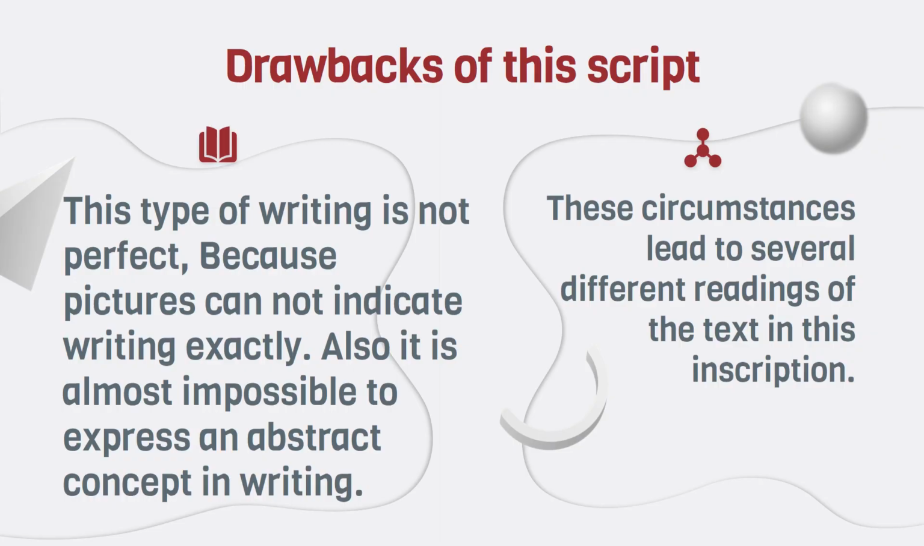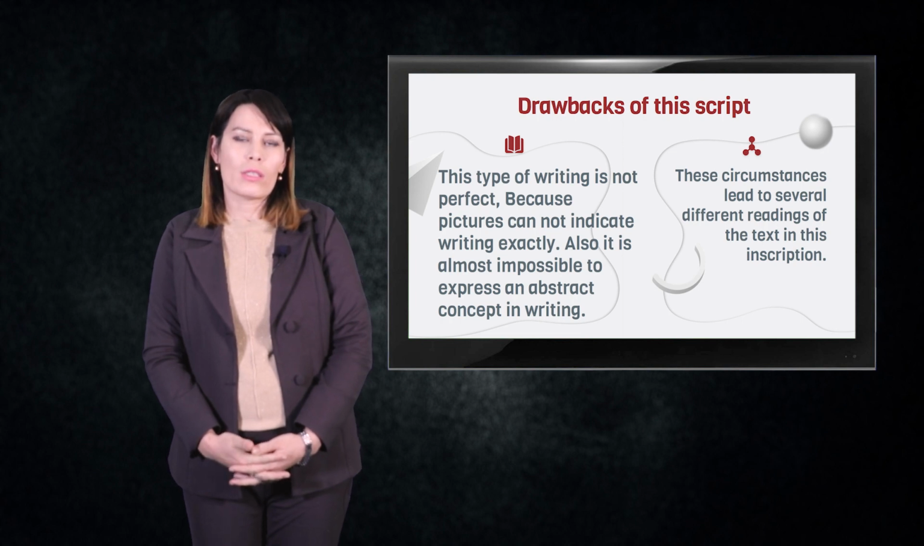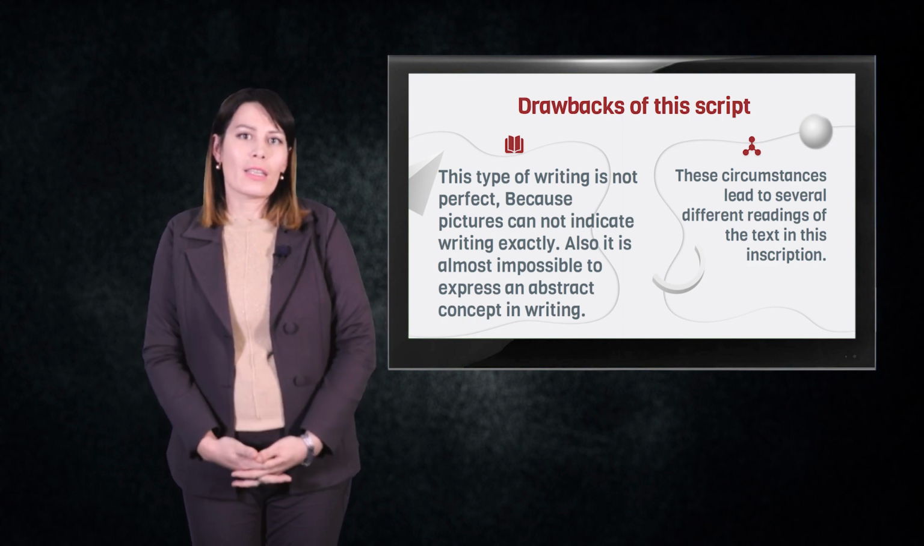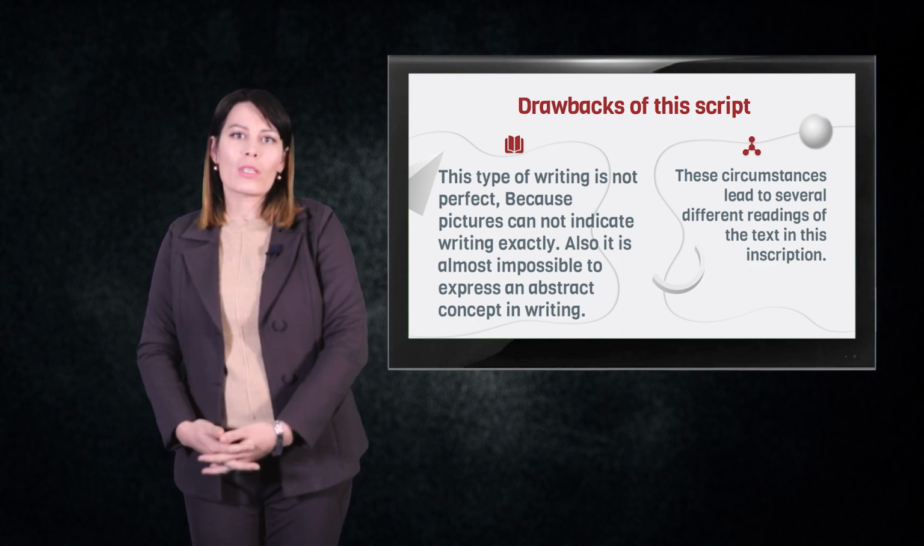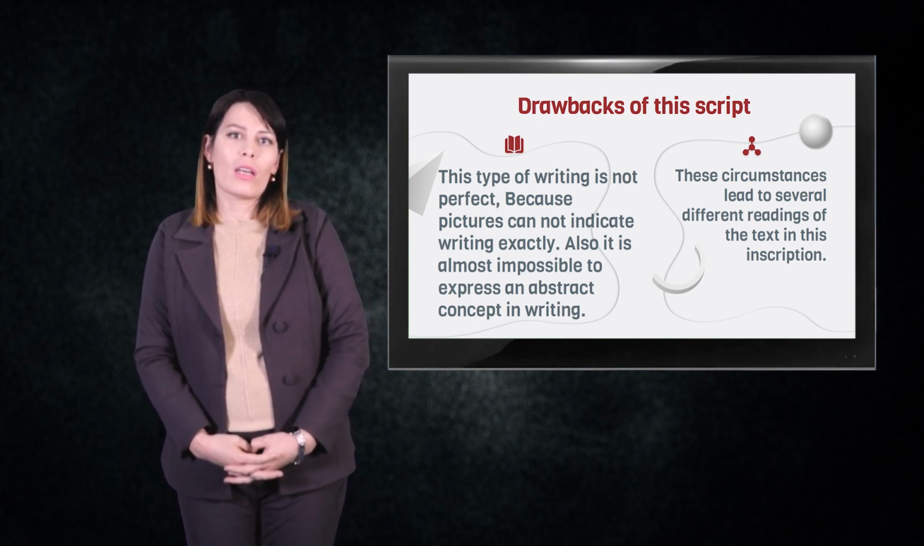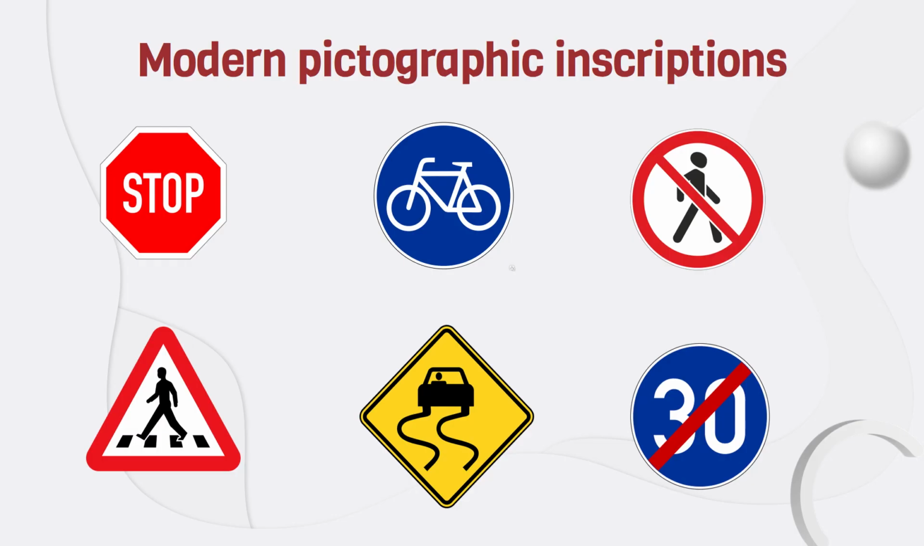As a result, this kind of writing isn't perfect. Why? Because people can't draw everything, the writing process can't express things exactly, and no abstract word can be drawn. In this case, step by step, people created another type of script.